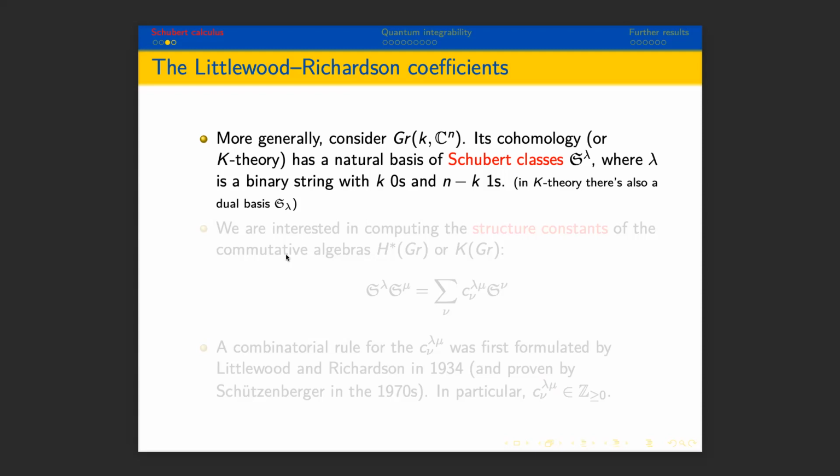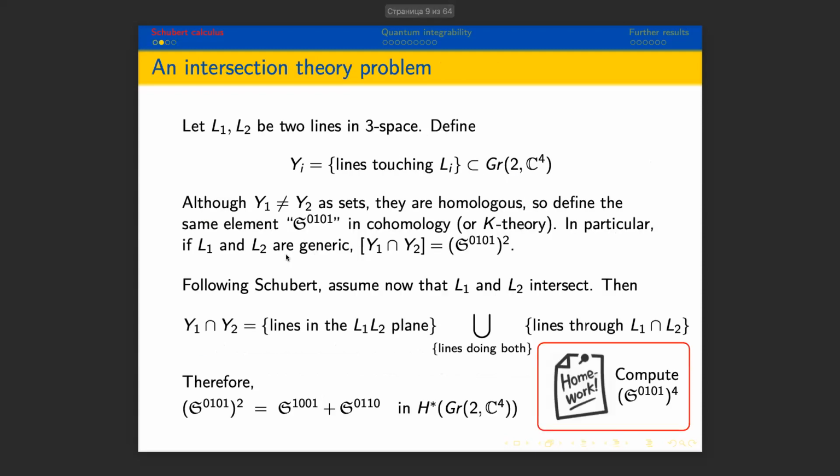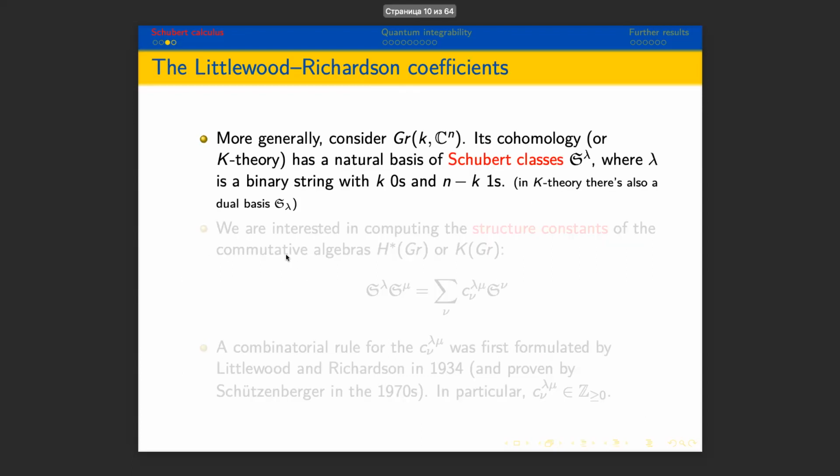And there is a natural basis, which is the generalization of the one I showed before, which is called the Schubert basis. The basis vectors are Schubert classes, which are denoted by lambda, where lambda in general is a binary string with k zeros and n minus k ones. That's why I use this kind of notation here with zeros and ones. This is the special case where there are 2 zeros and 2 ones. So in general, you can define a very natural basis. This is very, again, elementary geometry, a basis of Schubert classes.